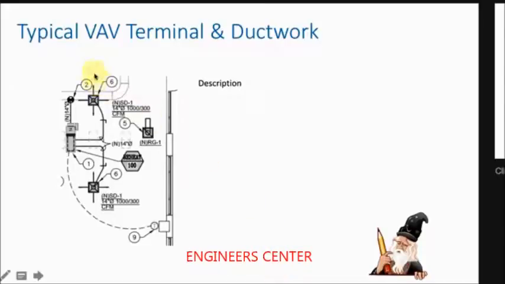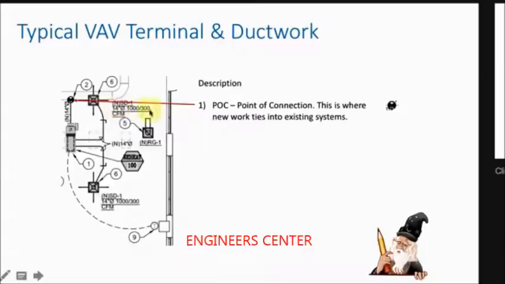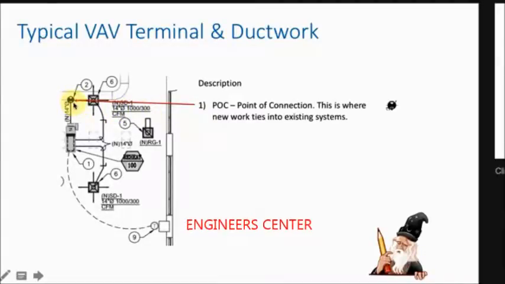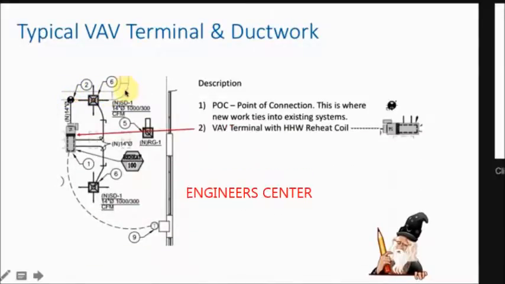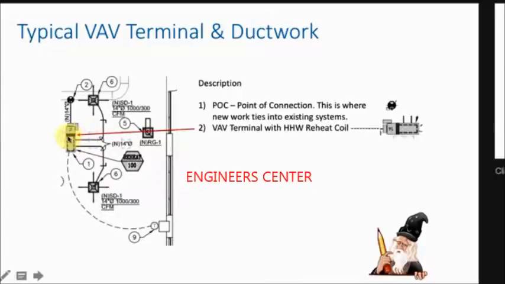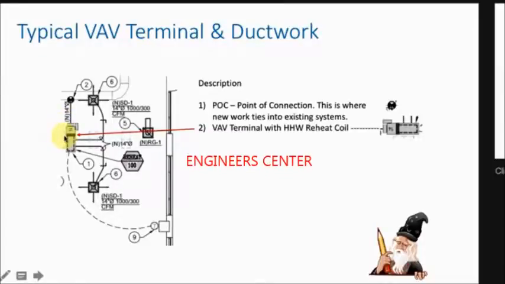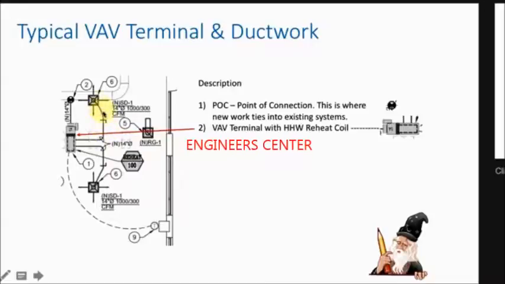Alright, so this is a typical VAV terminal. You can see that this represents a point of connection where the new ties into the existing system. So this is a new 14-inch duct tying into the existing supply air main. And then you have a new VAV box, and you can see it has a reheat coil, but the piping's not shown on this drawing. So there'll be a separate drawing that shows the piping, and then it shows new ductwork coming off.